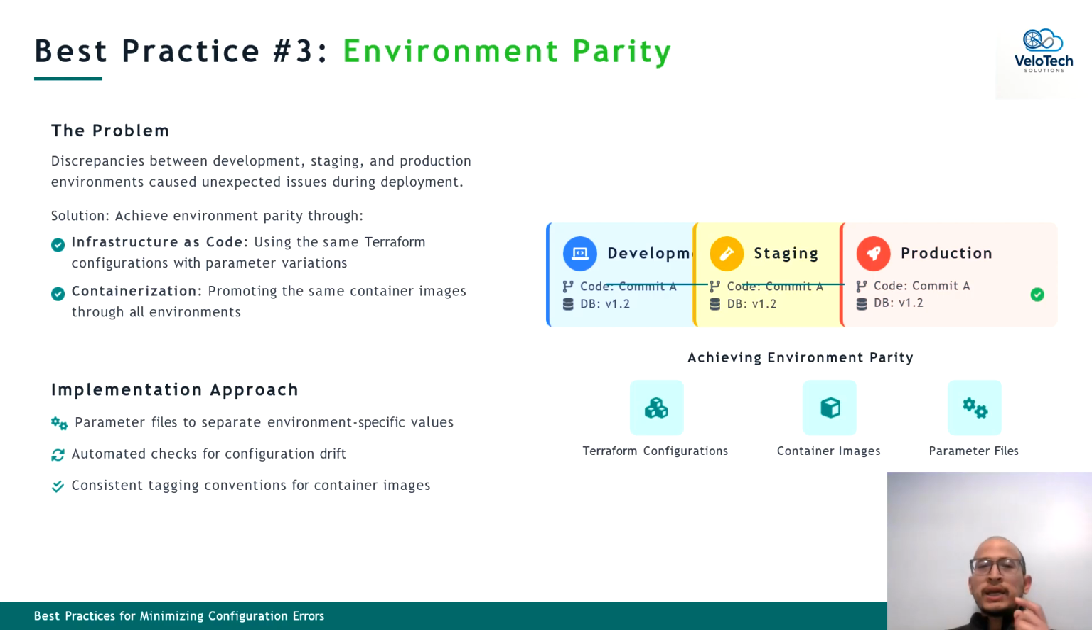The visual here is important. Notice how development, staging, and production all have the same code commit and database version. This consistency eliminates an entire class of deployment issues. When environments are truly identical except for their scale and specific parameters, you can deploy with confidence, knowing that if it worked in staging, it will work in production as well.